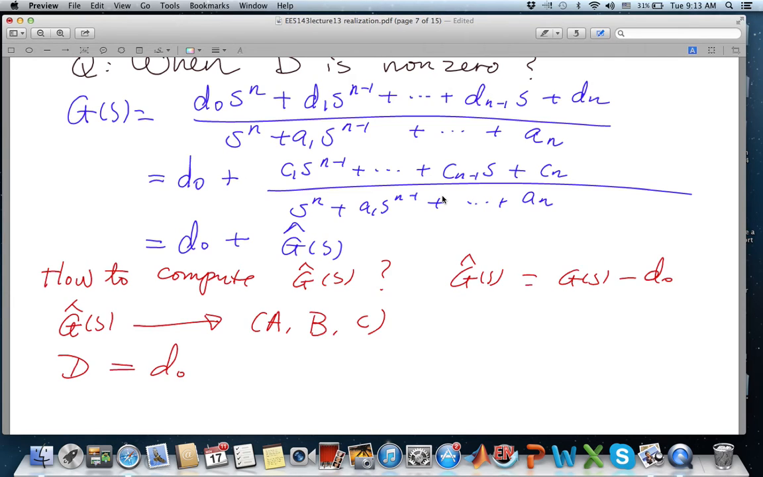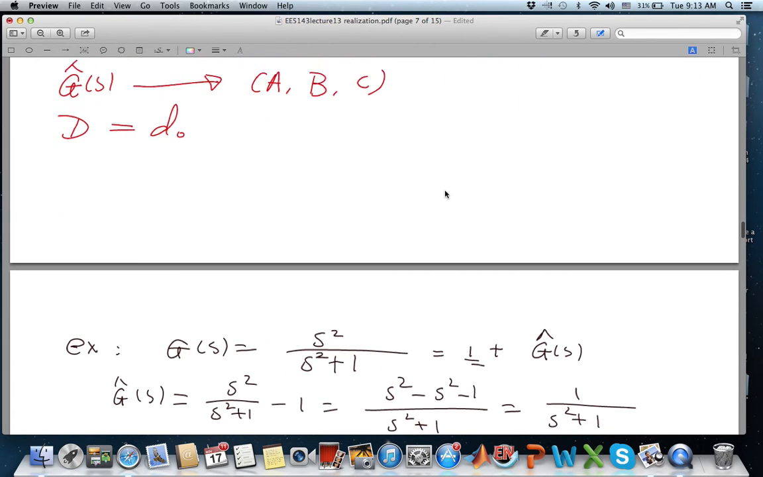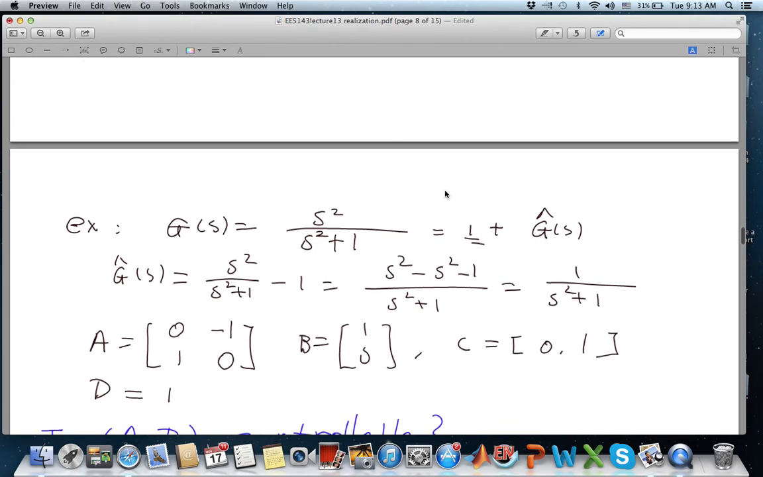So starting from G hat of S, we can have a realization of A, B, C matrices, and then we can see that G hat of S is going to be G of S minus D0, and then we have the D matrix as D0 come out. Okay, I will show you one example here.